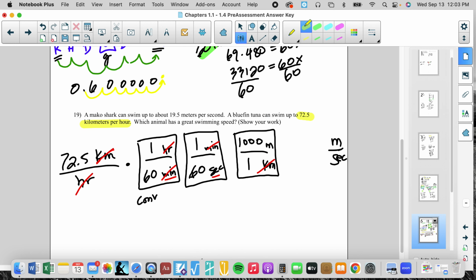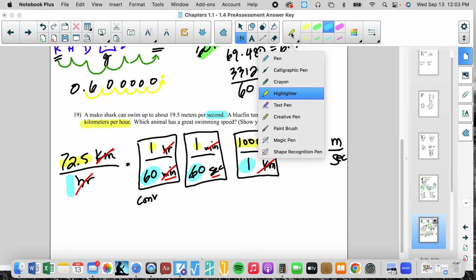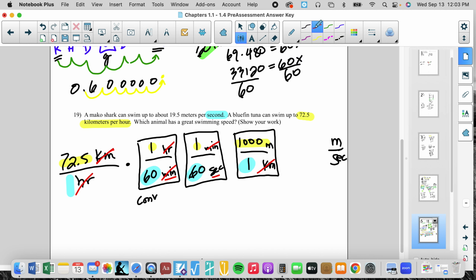Now I can multiply these numbers. I could definitely multiply 72.5 times 1 times 1 times 1,000, and I can multiply the 1, the 60, and the 1, and I can get a value, and then I would have to convert it to a unit rate, because I want per 1 second. But I'm going to look to get these numbers a little bit smaller and see if I can cross cancel some other stuff. I have a 0 here that I can cancel with the 0 here, and a 0 here that I can cancel with the 0 there. I have a 6 and a 10. 2 goes into the 10 and 6, so 10 becomes 5 and 6 becomes 3.